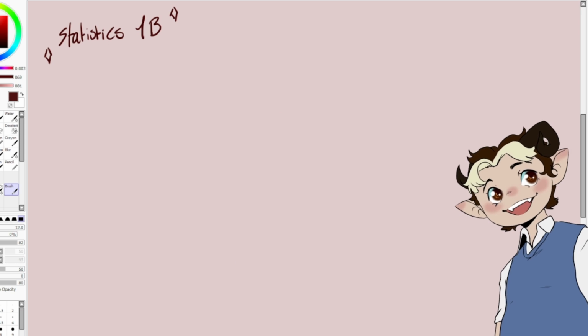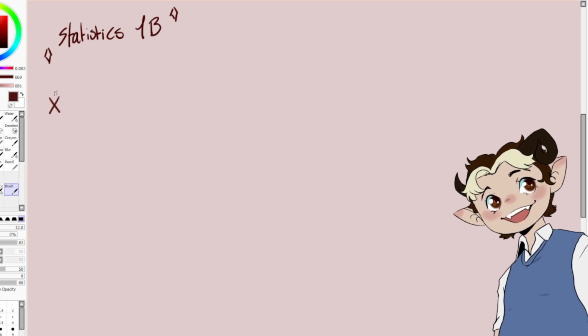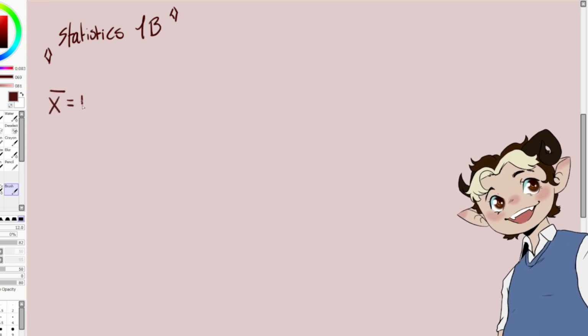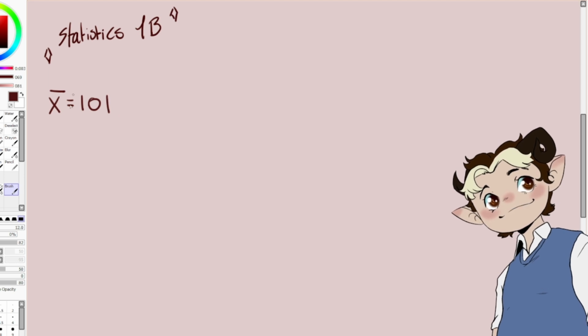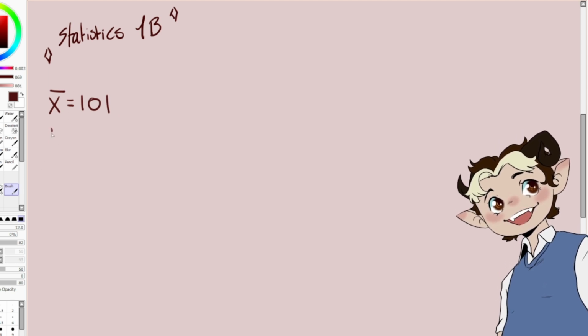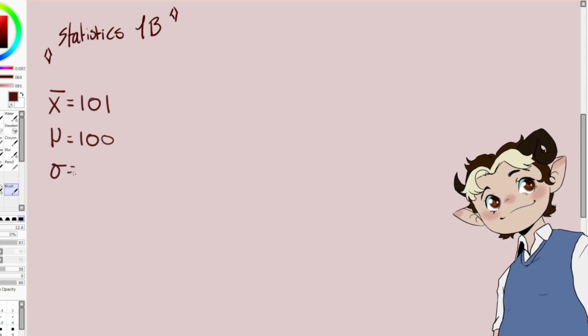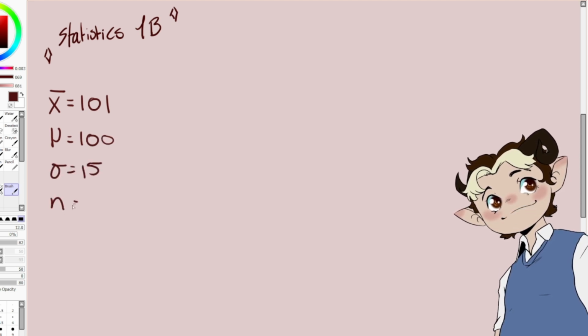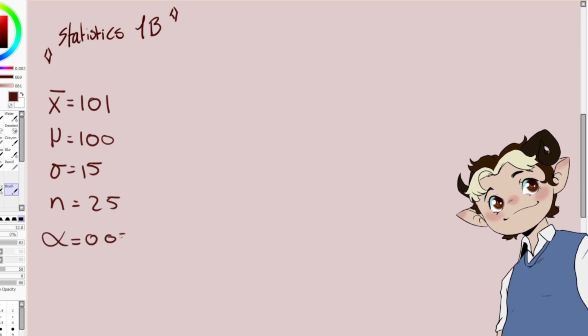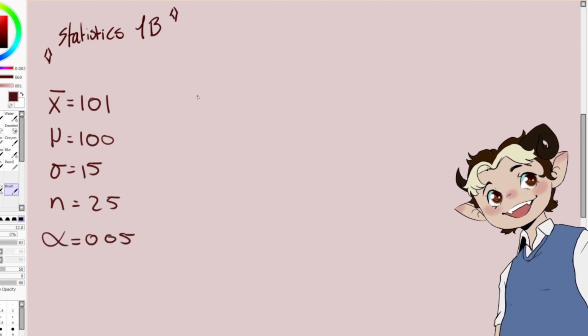Let's do it again. But this time, we found that the population is only a little bit smarter. So everything is the same other than that. Our alpha is 0.05. Let's do it again.